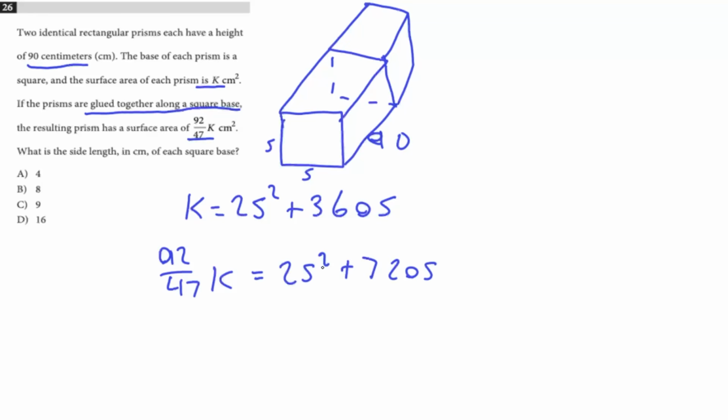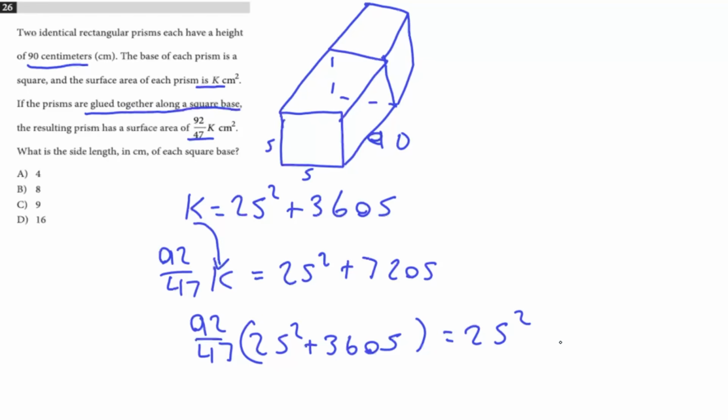And now the trick is you just got to substitute K in here. So then 92/47 times K, where I plug it in, equals 92/47 times 2s squared plus 360s. And then that is going to equal 2s squared plus 720s. And that is a nasty equation, I will not lie.